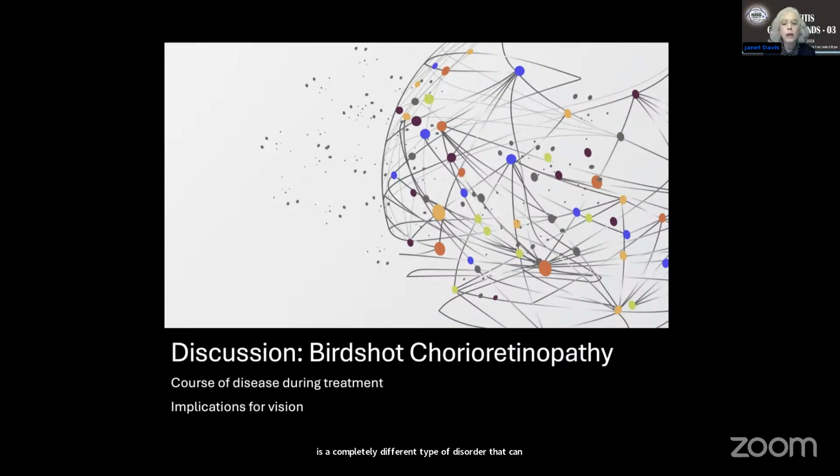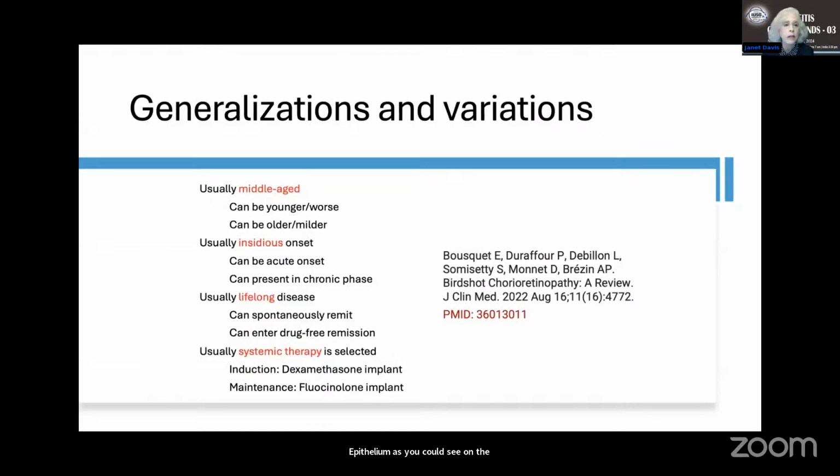Very significant. I'm very concerned about this young woman that was just presented because she has a severe form of presentation where there's already a lot of outer retinal change at the level of the retinal pigment epithelium, as you could see on the autofluorescence, which is usually not disturbed in early stages of disease.